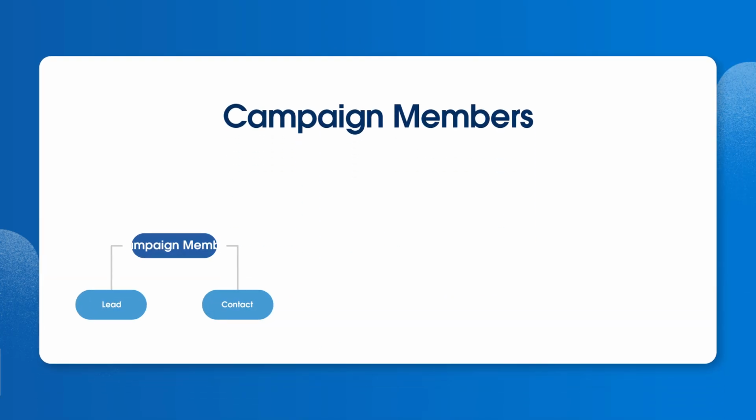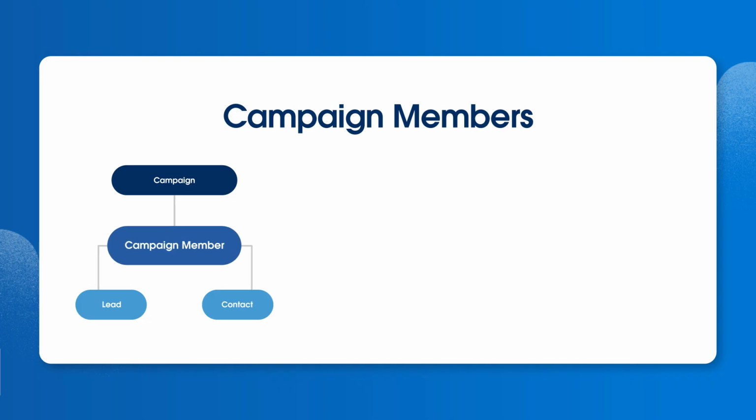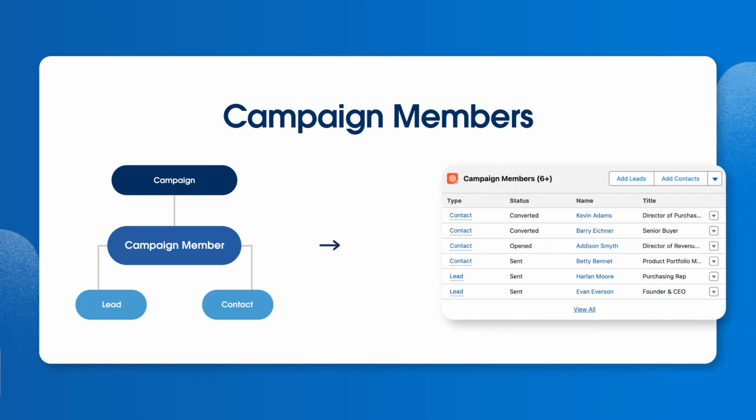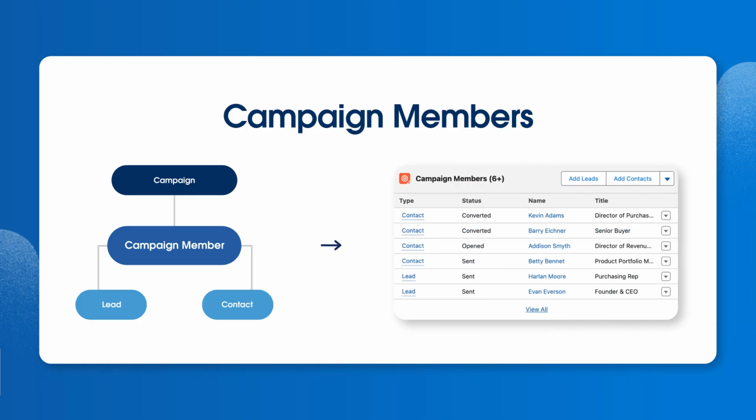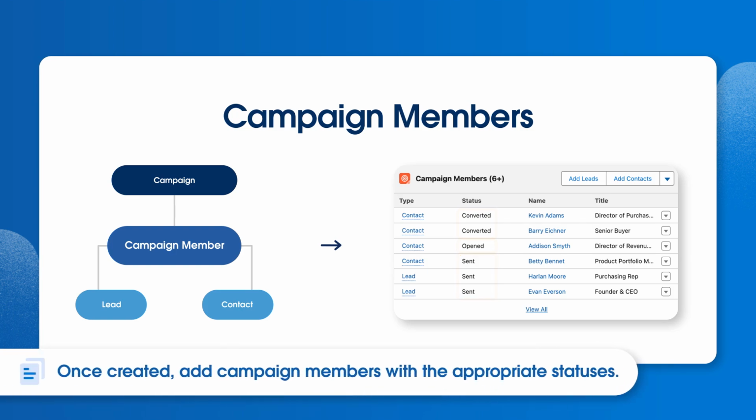To associate leads and contacts to a campaign, Salesforce uses the campaign member object. Once you create a campaign, think about the types of statuses that would be appropriate for its members. For example, for an email promotion in our campaign strategy, we might want the campaign member status field to include sent, opened, and converted. Once a campaign is created and the statuses have been updated, you can add your campaign members with the appropriate statuses. This helps add granularity when reporting on campaign performance.